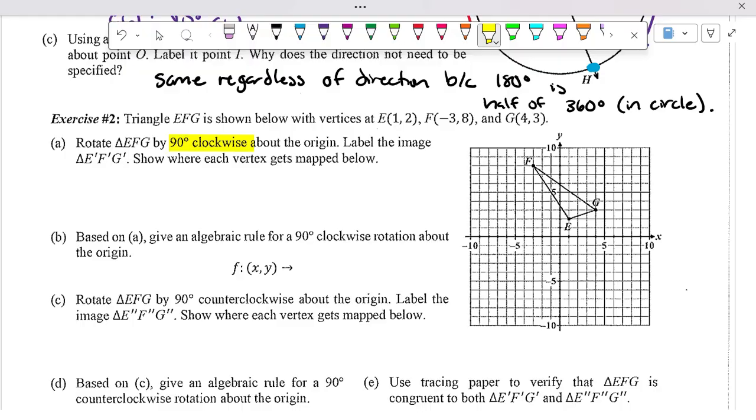Now, let me ask you this before we get started. If we're going 90 degrees and we're going clockwise, first off, which direction are we going in? Am I going to go right or am I going to go left? Right. You're going to go right.